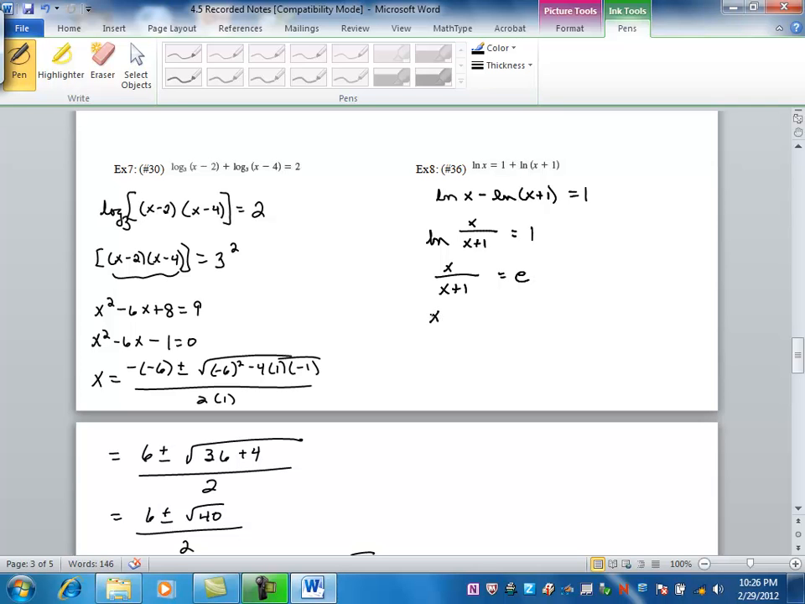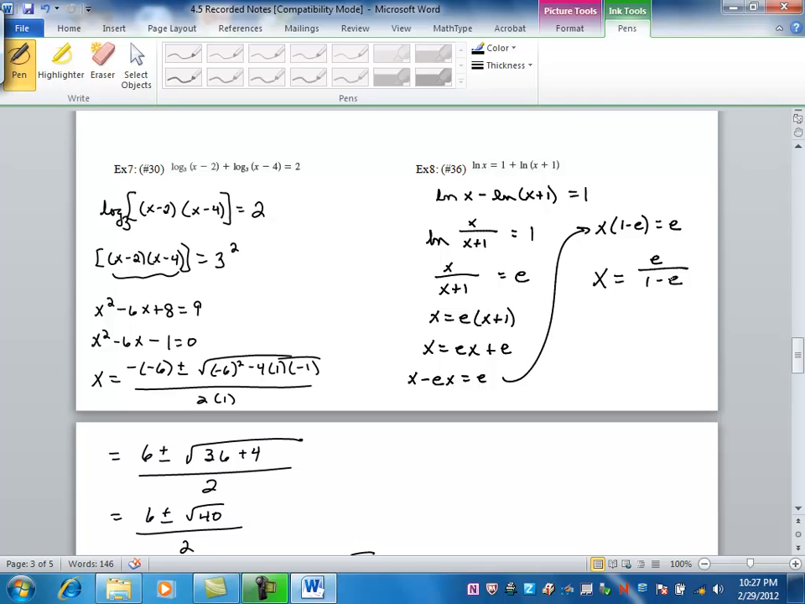We're going to clear the fraction. X equals e times x plus 1. So x equals ex plus e. I need to solve for x, so I'll get all the terms with an x in them on one side. X minus ex equals e. We'll factor out an x. 1 minus e times x equals e. And so x equals e over 1 minus e.